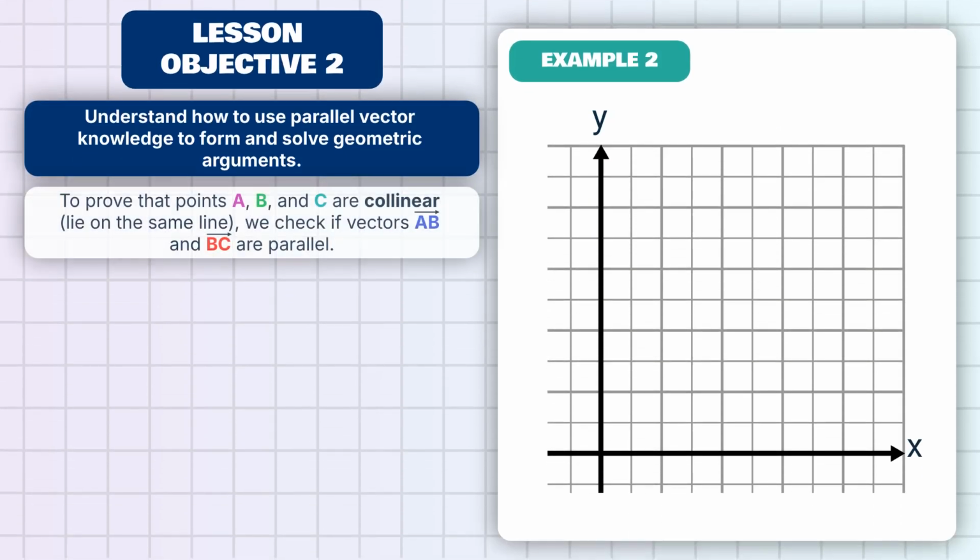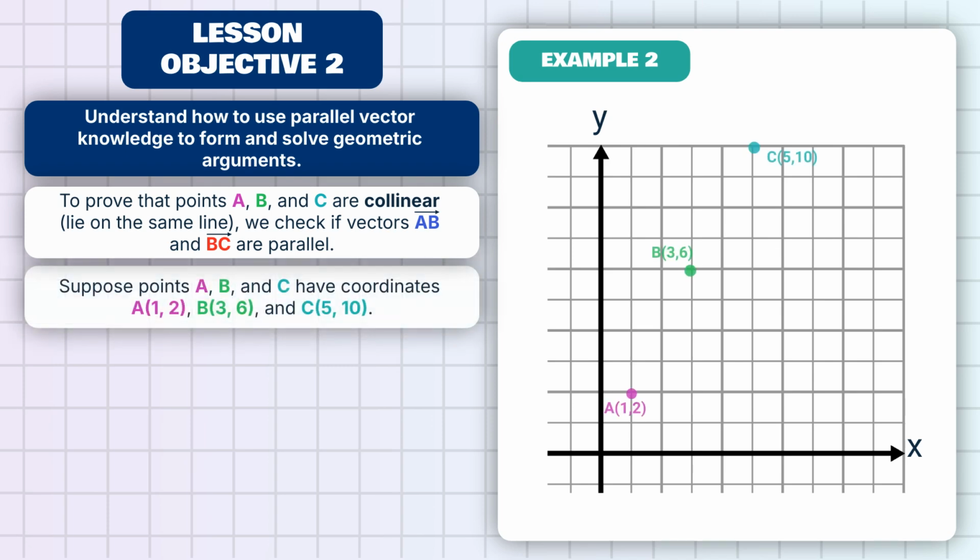To prove that points A, B, and C are collinear, which means that they lie on the same line, we can check if vectors AB and BC are parallel. Suppose points A, B, and C have the following coordinates.